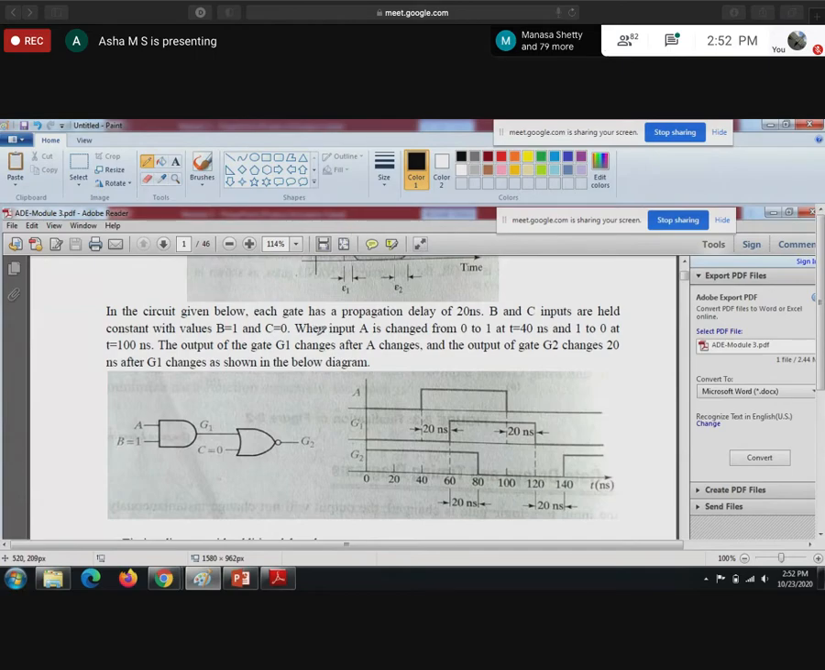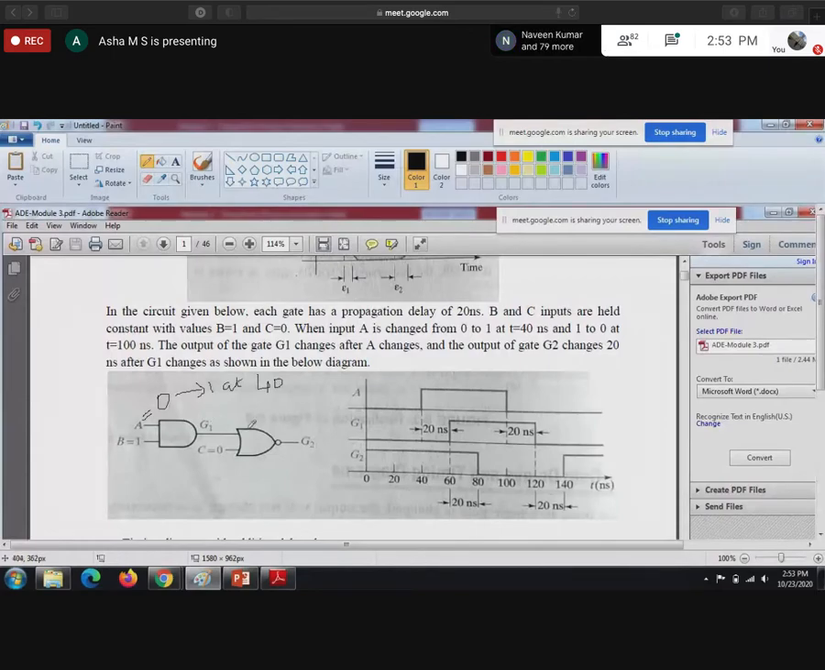See here, when the input A is changed from 0 to 1: initially the value of A equals 0. It is going to change from 0 to 1 at 40 nanoseconds. We'll see till 40 what the output will be. What is the value when time equals 0? A is 0, B equals 1. When one of the inputs is 0, the AND gate output will be 0.